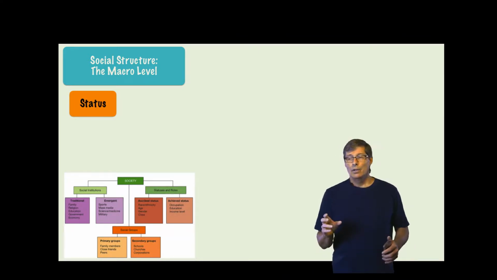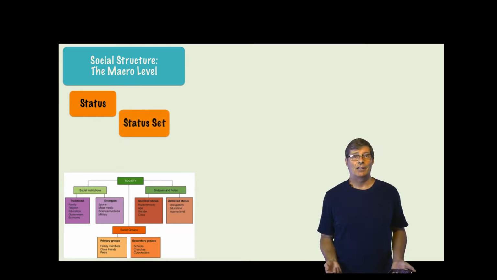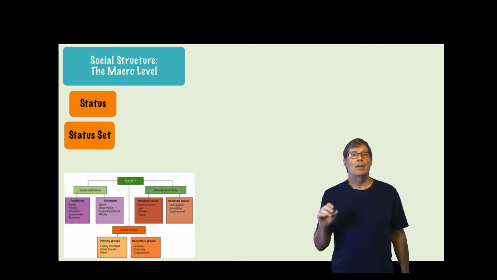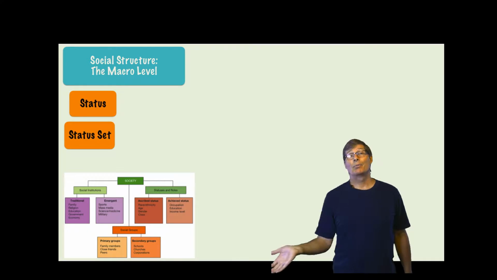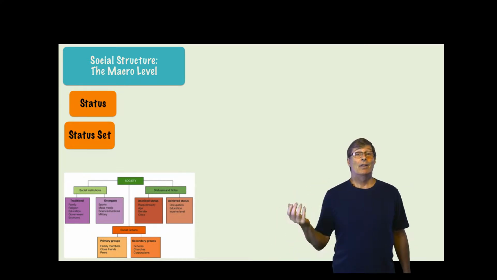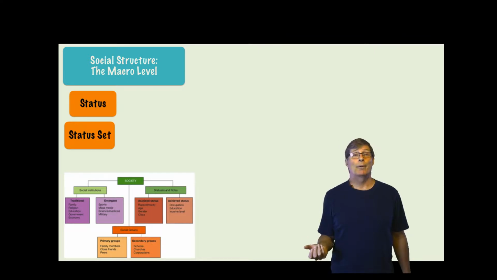Now, you're not likely to have just one status. You may have more, in which case you have a status set, and it's made up of all the statuses that you as a person occupy at any given time. A person may be a psychologist, a professor, a wife, a mother, a Roman Catholic, a school volunteer, an Ontario resident, and a French Canadian. That's their status set. You have your own status set as well.